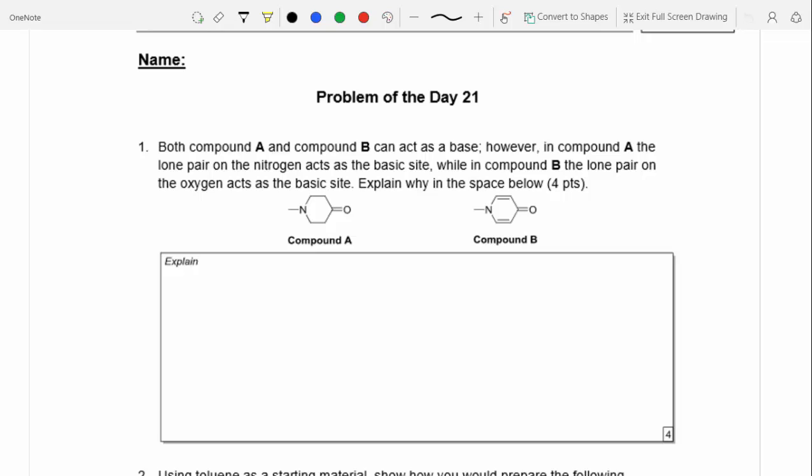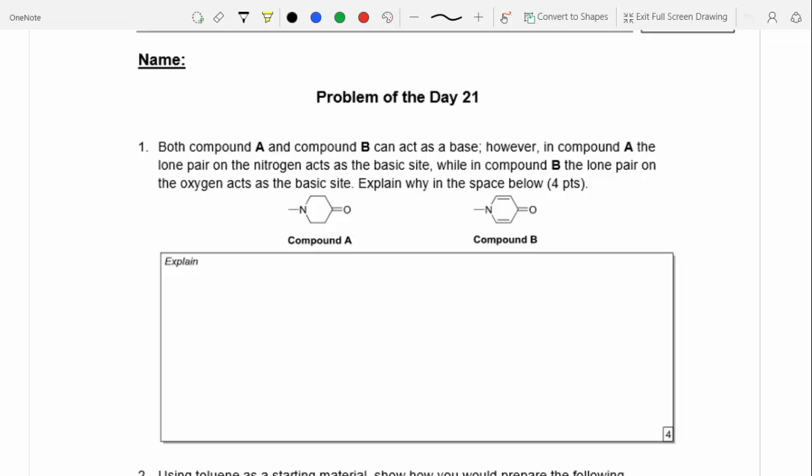All right, let's start with problem of the day 21. Problem of the day 21 was taking us back to first term. How many of you guys really remember acid-base chemistry? It's going to come back with a vengeance on the ACS exam, so we're going to try to throw in more problems that are review problems that are integrated with problems that are tied into more recent chemistry.